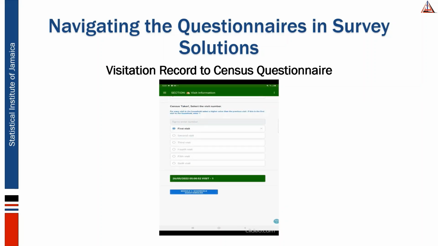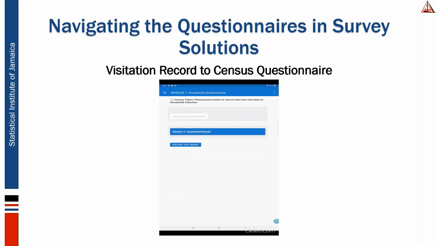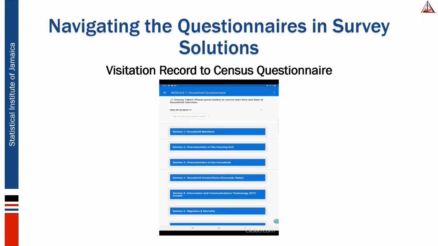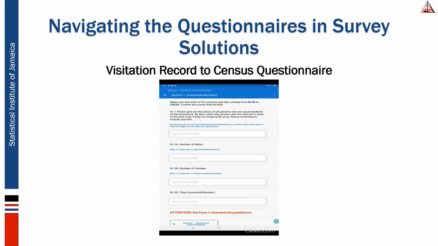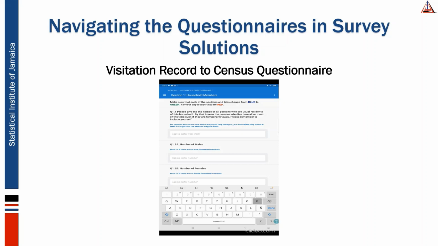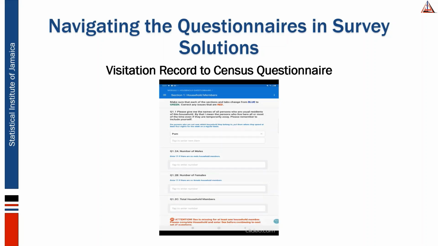You will go back to the Visit tab where you will now see Module 1 Household Questionnaire in blue. You will realize that only one subsection of the household questionnaire is open, which is Section 7, Household Results. This is because the current time has not been recorded to start the household interview. So you tap to record current time, and as you can see, all the subsections of the household questionnaire have now been opened. We will now complete Section 1, which is household members of the household questionnaire.